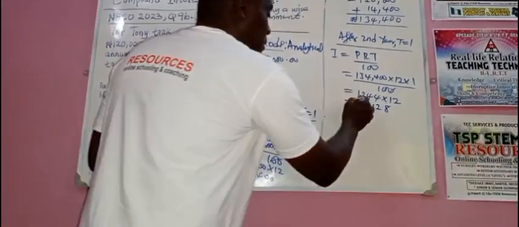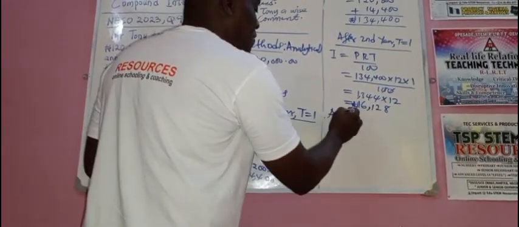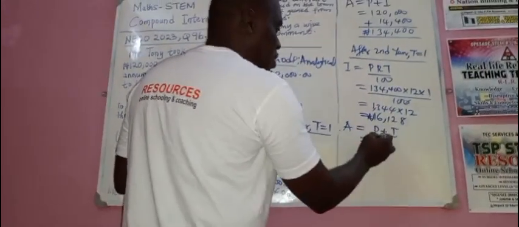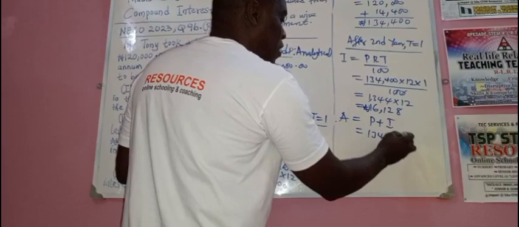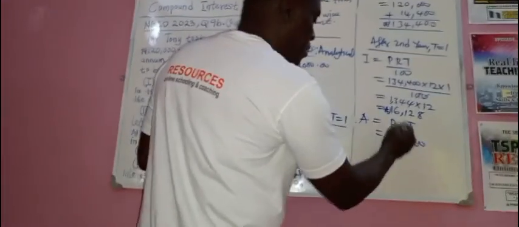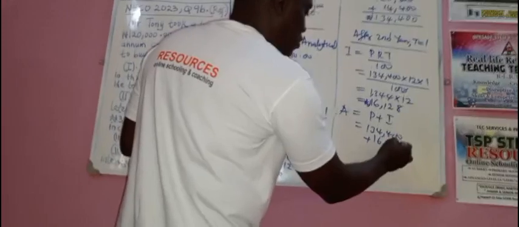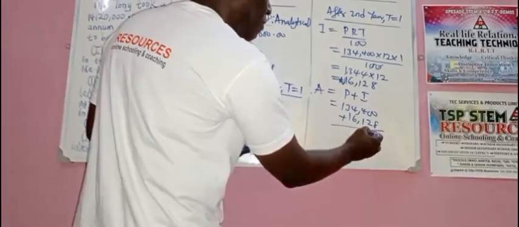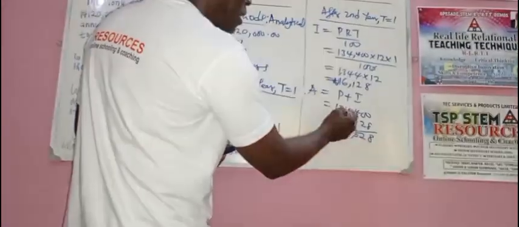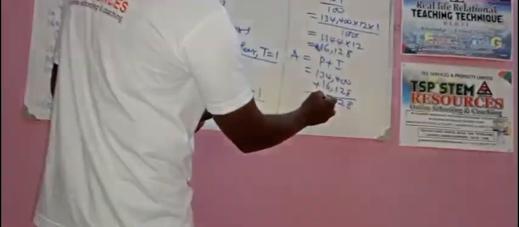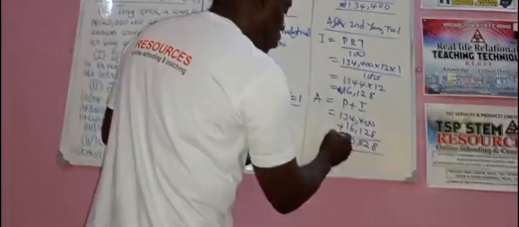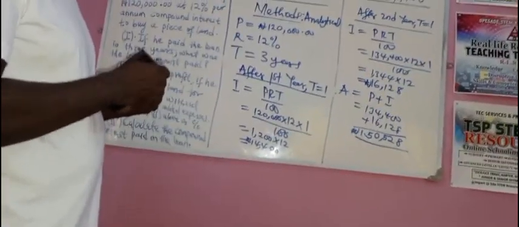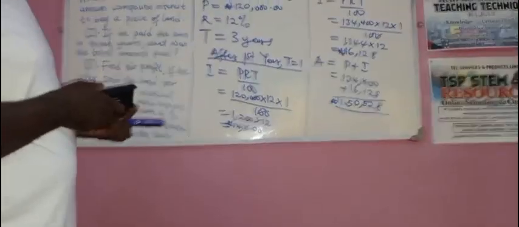16,128 naira. So let's find the amount at the end of the second year, which is principal plus interest. The principal now is 134,400, plus 16,128. Let's add. 8, 2, 5, 0, 3 plus 1, that is 4 plus 1, 5, and 1. So what amount is that? 150,528. I want to continue here.